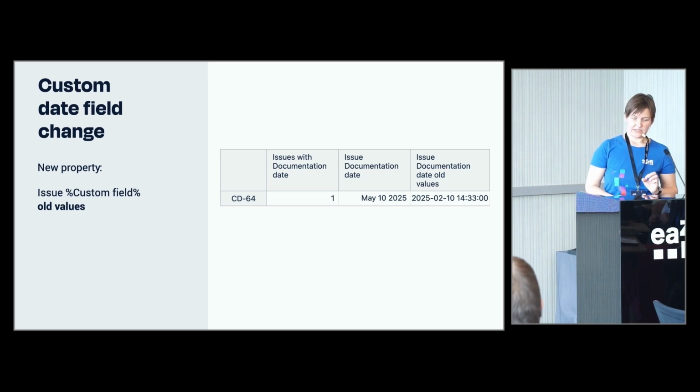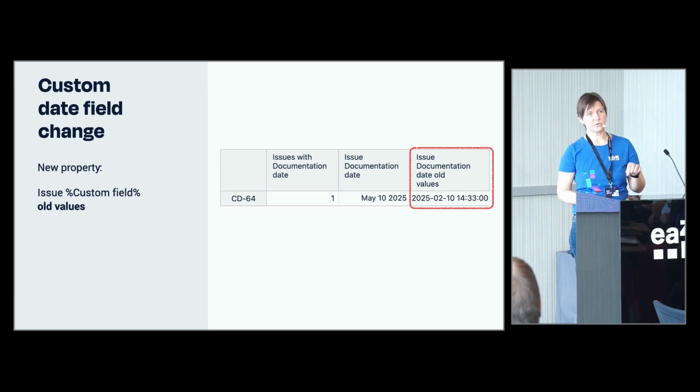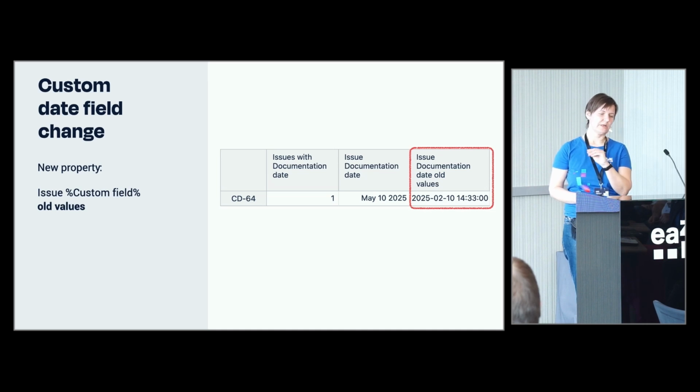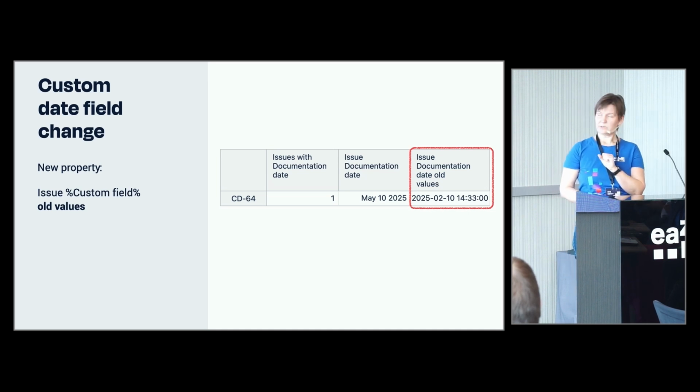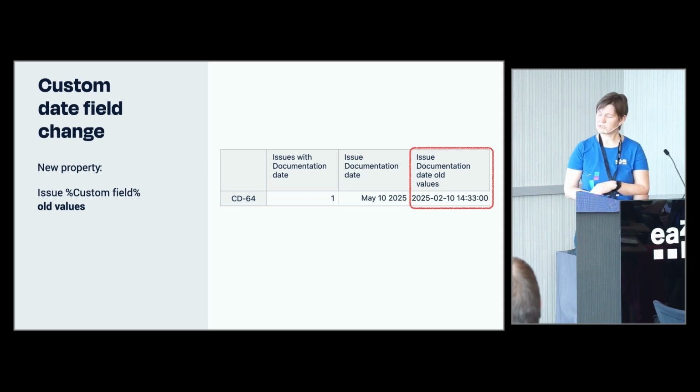And lastly, if that custom field is a date, then there's only a new property added where you can see the previous old values of that field, and you can see the current one in a property that's just the issue documentation name.